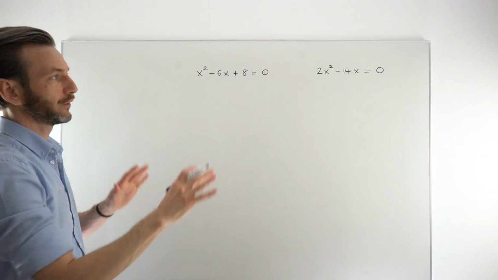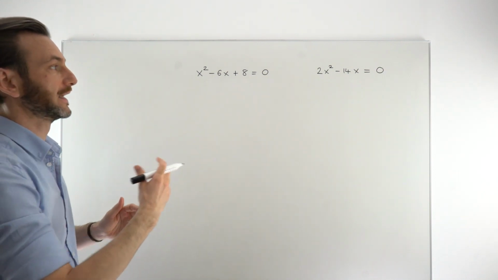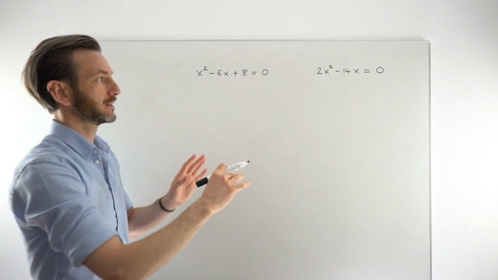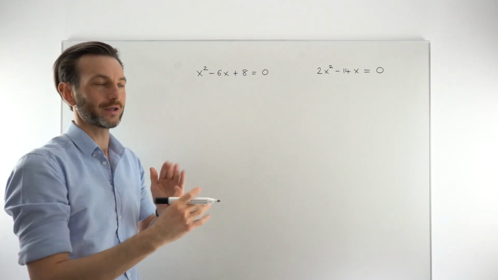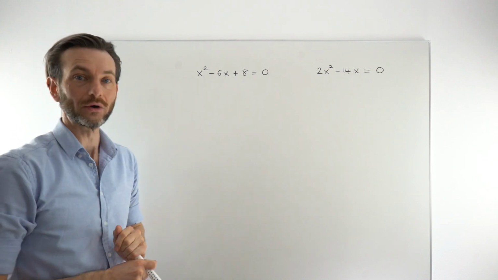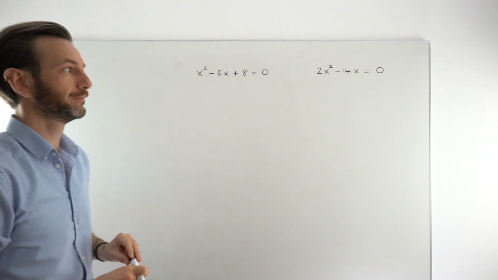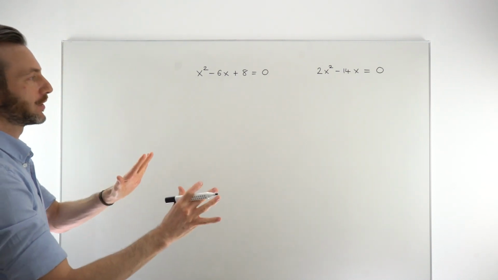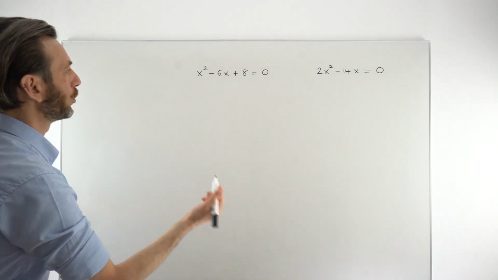And having a visual is a way of validating that the algebra is correct. The algebra and the visual, the graphical interpretation, should go together, so they should validate each other. So let's think about the starting point for this. We're dealing with quadratic equations.